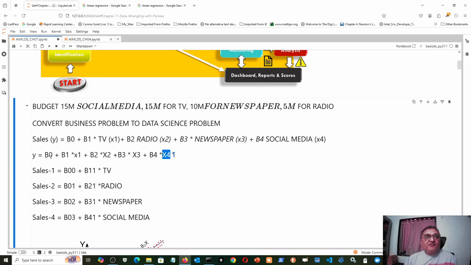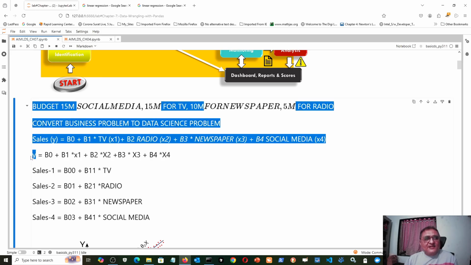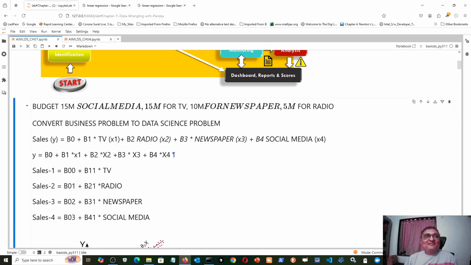Now, if I somehow find these constants B0 to B4, then I will get a ready-made equation, and in that equation I can just plug in different values of the marketing budget. Say I first plug in the original values, that X1 is 15, X2 is maybe 15, X3 is 10 and X4 is 5, and then I get the sale of that year. That will be a check, because the person has already given you that sale, that when I am spending this much money, this is my sale. So you will be able to check whether the estimated values of B0, B1, B2, B3 are accurate or not. They will never be 100% accurate, but they should be reasonably accurate.